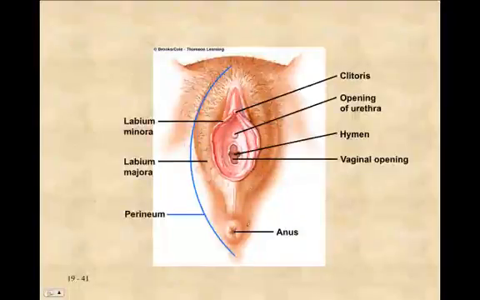For the release of urine. And they drew in the anus here because this area that includes the vagina and the anus, this whole area, is oftentimes referred to as the perineum. So again, if you hear someone talking about the perineal region, this is the region that they're talking about.